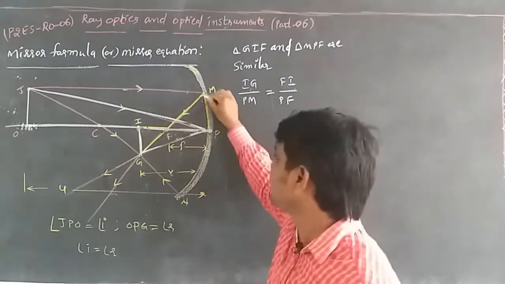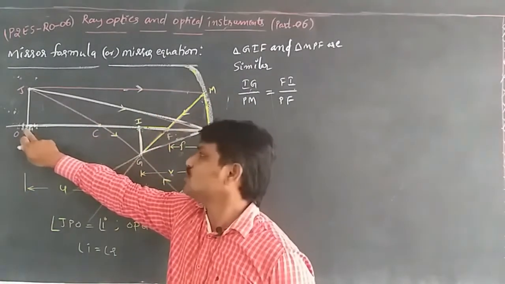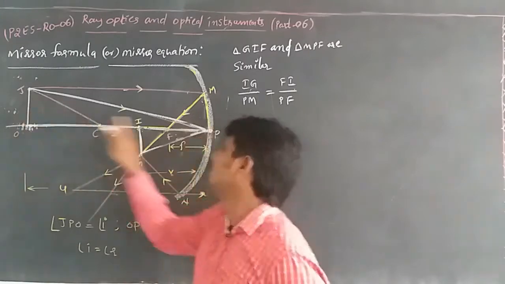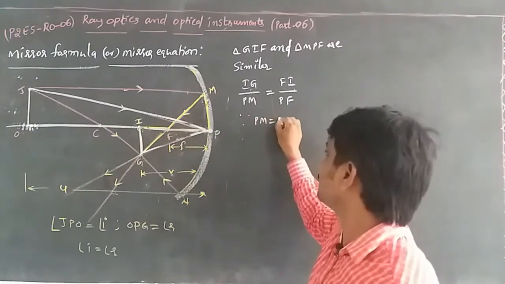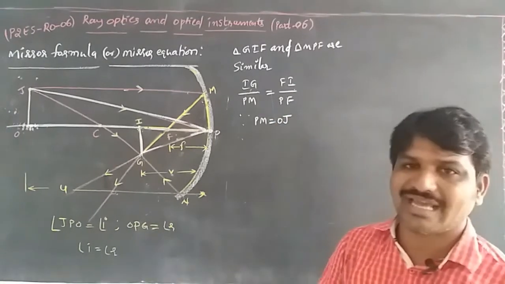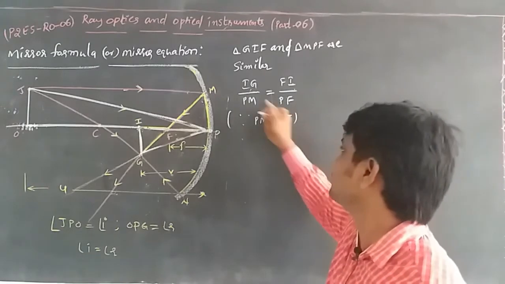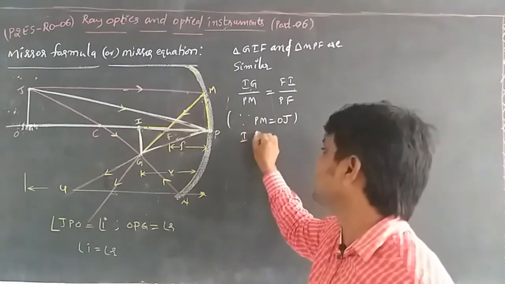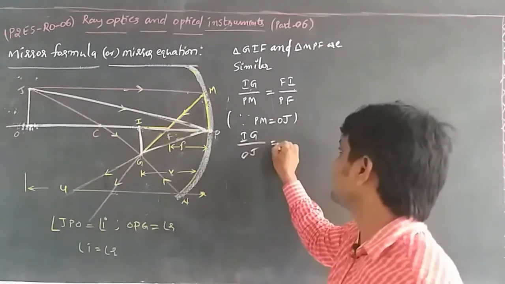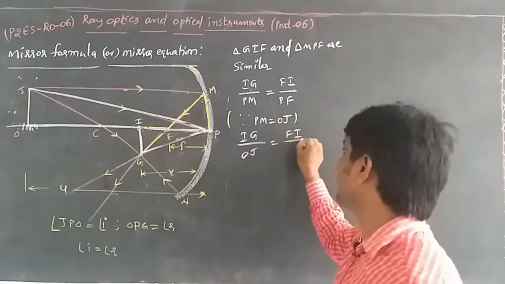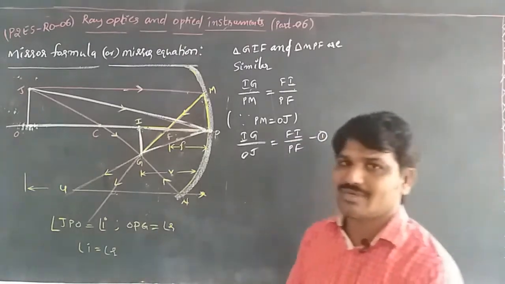But we know that MP is parallel to the object OJ, so PM is equal to OJ. Substituting this into the above equation, IG by PM means IG by OJ, which is equal to FI by PF. Consider this equation number 1, from the similar triangles of the image.